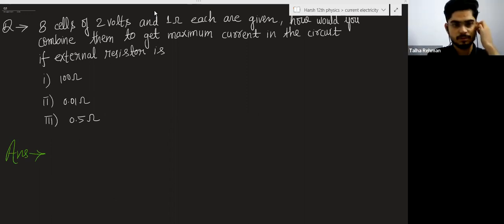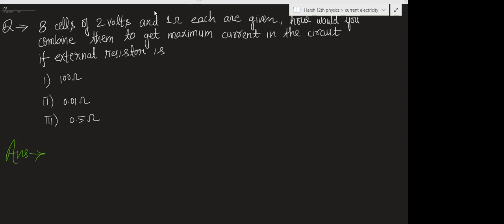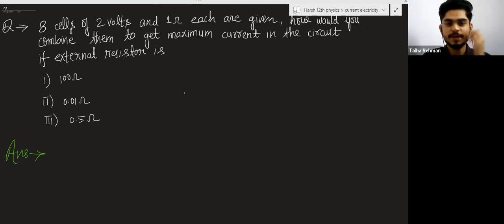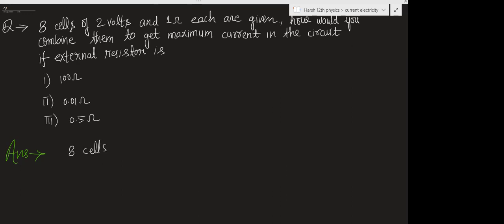Okay. Are you ready now? Fine. So just read the question. We are given 8 cells, and these 8 cells of 2 volts and 1 ohm each are identical.